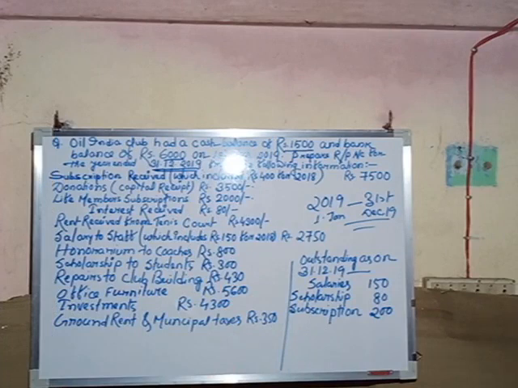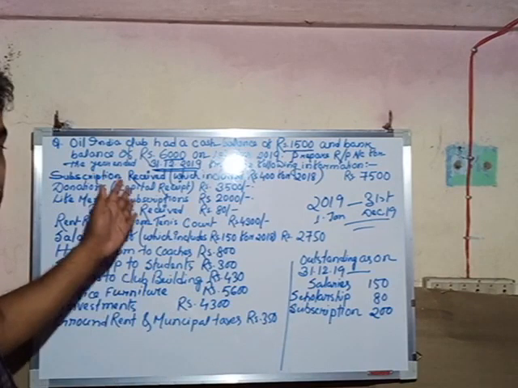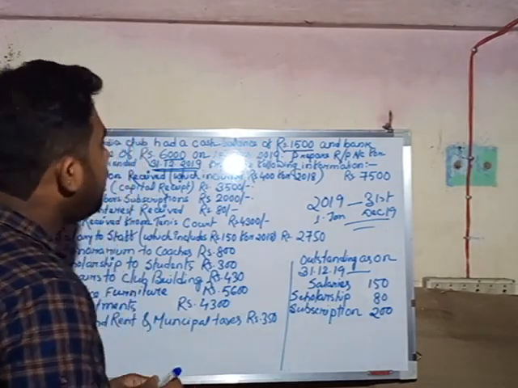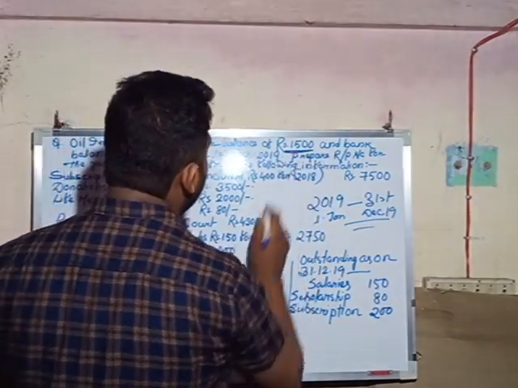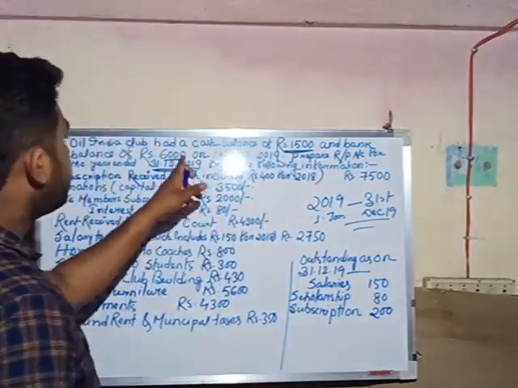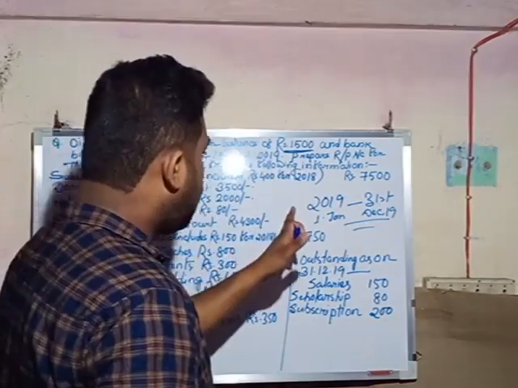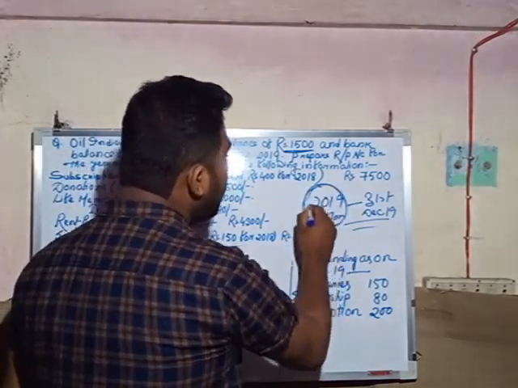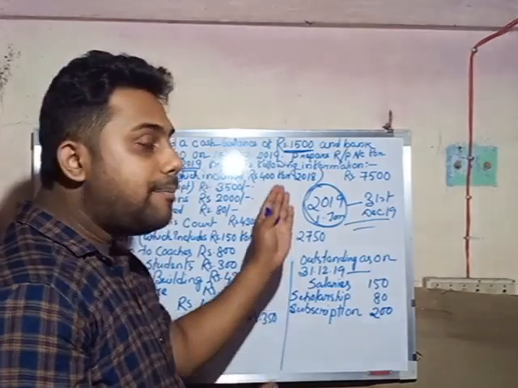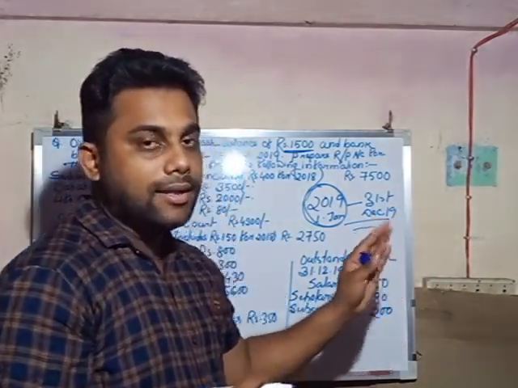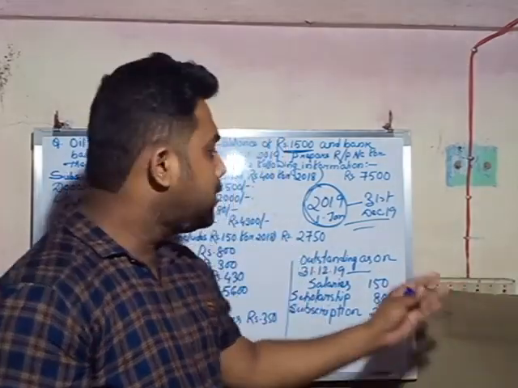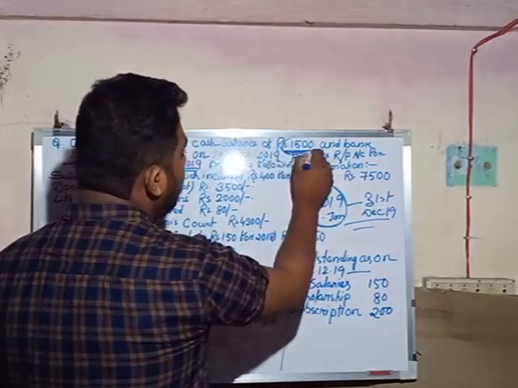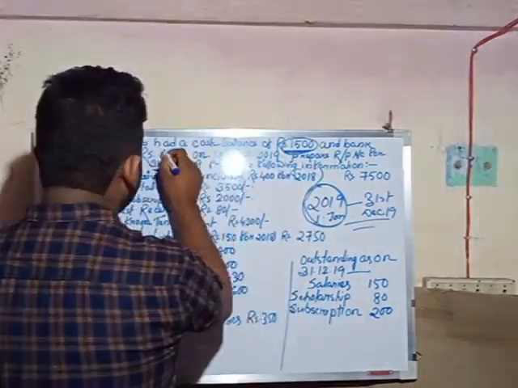Okay, so I am going to dictate the question. Oil India Club had a cash balance of rupees 1500 and bank balance of rupees 6000 on 1st January 2019. That means their accounting year starts from 1st January 2019, and they close the accounting year at the end of the year, that is 31st December. So they have an opening balance of rupees 1500 at cash and rupees 6000 at bank.